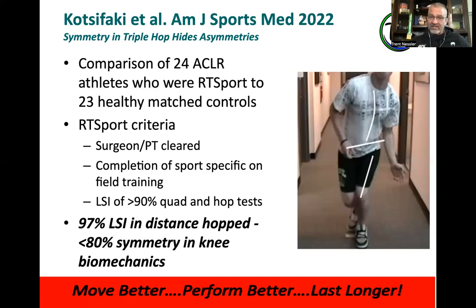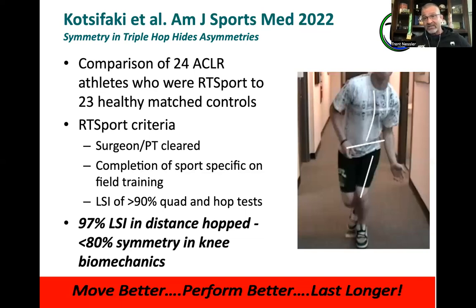This is one reason that we came up with the concept of limb quality index. Limb quality index, what I'll share with you in a minute, is a measurement of those biomechanical risk factors in addition to your LSI.